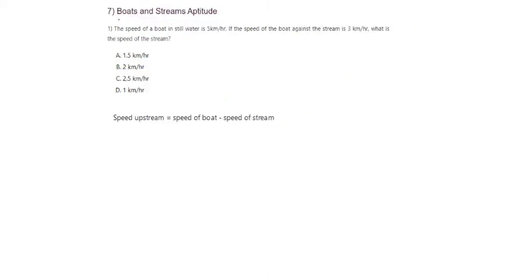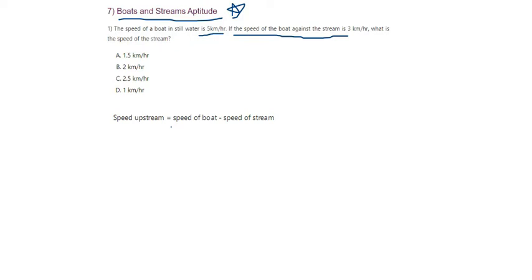Now let's look at our next question, that is boats and streams aptitude. This is also one of the important aspects. Like most of the aptitude topics are important, but the main important ones that are compulsorily going to be in your question paper are the ones which I'm marking with a star for you to learn. So let's start. The speed of the boat in still water is 5 kilometers per hour. The speed of the boat against the stream. So against, in the sense, it is speed upstream. Against means you have to understand that it is going upstream.